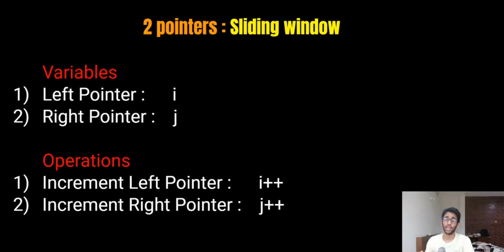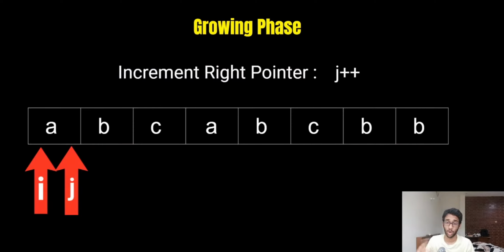And we can do two operations. You can increment the left pointer by 1, or you can increment the right pointer by 1. The whole concept of sliding window depends on knowing which operation to do when. To know which operation to do when, you need to understand two scenarios. The first scenario is the growing phase. The growing phase occurs when we increment the right pointer, or the J pointer.